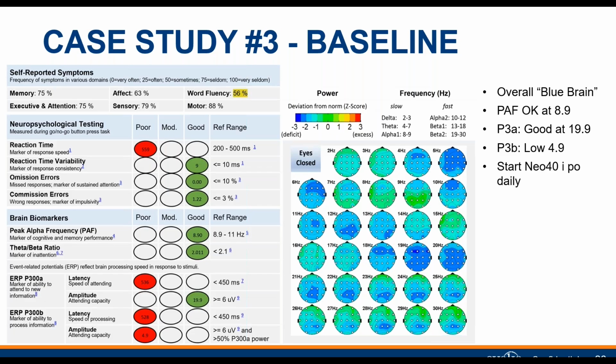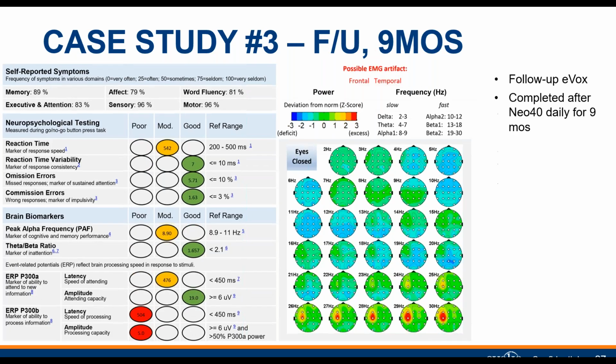I think this was about 6 months later when we got his follow-up. 9 months later, okay. And this one's pretty dramatic. You can see a big difference. The blue has turned pretty green, and even in some areas we see high power up in the higher frequencies. Interesting, if you look at his peak alpha, he went from green to yellow, but actually the number is the same. It's 8.9 in both of them. 300A stayed about the same, as well as 300B.